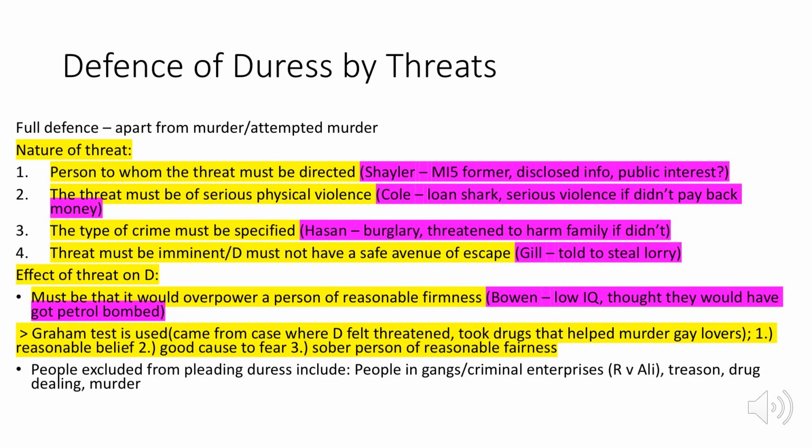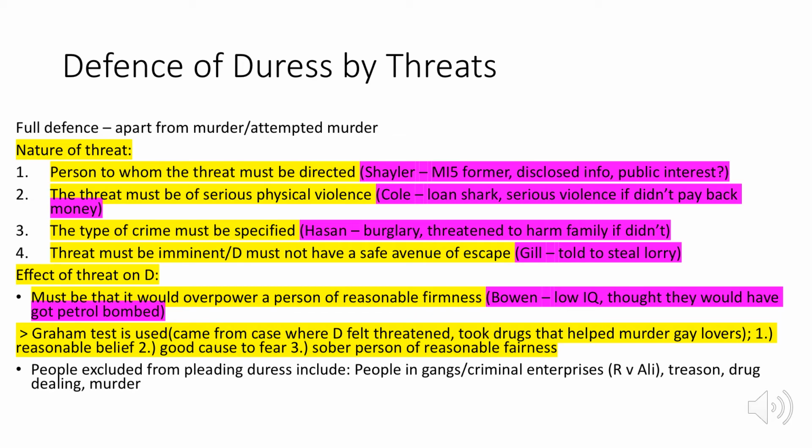We've also got defence of duress by threats. This is a full defence apart from murder/attempted murder. For the nature of the threat, the person to whom the threat must be directed, Shayla. The threat must be of serious physical violence, Cole. The type of crime must be specified, Hassan. The threat must be imminent, so D must have a safe avenue of escape. So use Jill for that one.